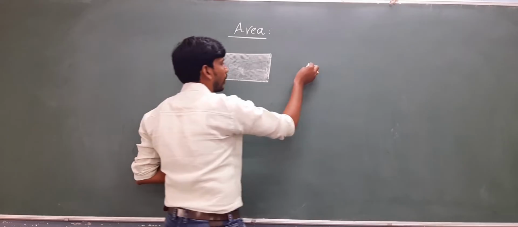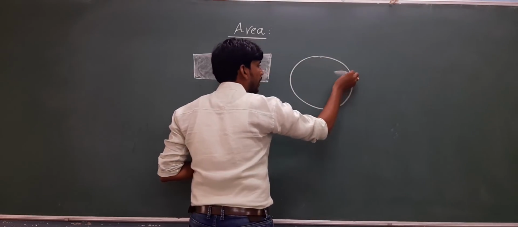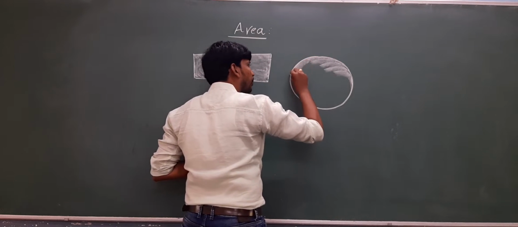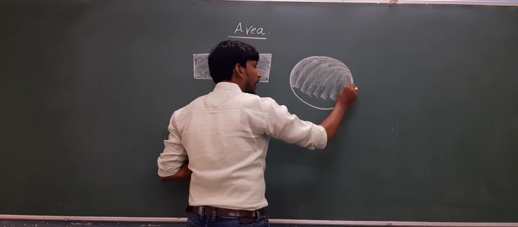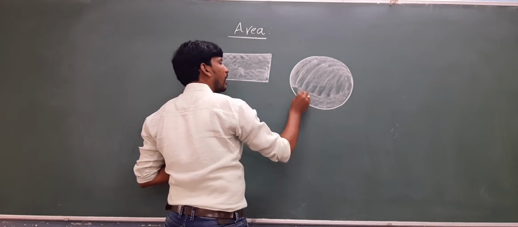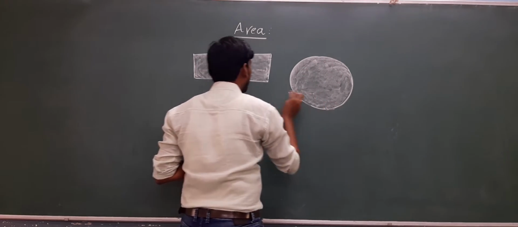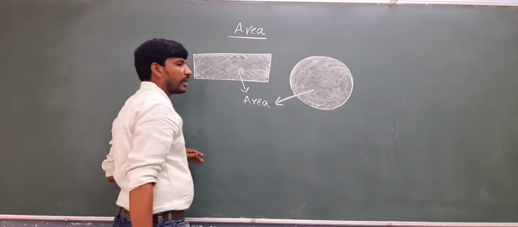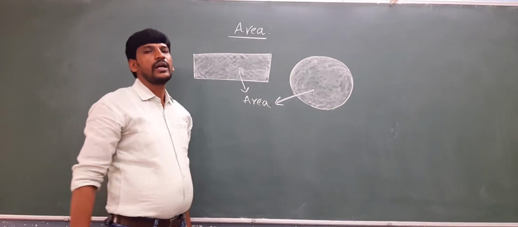Clear? Let us take one more. Here is a circle. This circle also occupies some space. So what is this called? Whatever space this circle occupies, that is called area. A closed figure or a shape that occupies some space, that is called area. Whatever the shaded part is, that is called area. Even this is called area. It occupies some space, and that space is called area.